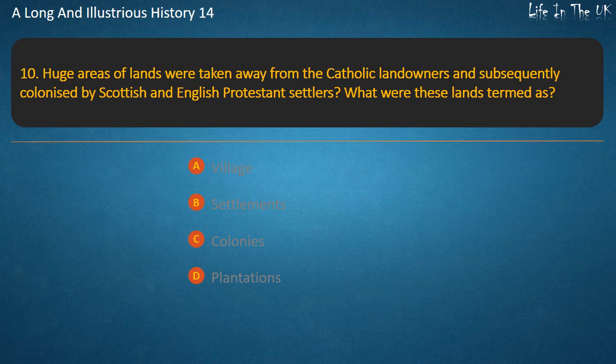Question 10. Huge areas of lands were taken away from the Catholic landowners and subsequently colonized by Scottish and English Protestant settlers. What were these lands termed as? Village. Settlements. Colonies. Plantations. Answer. Plantations.